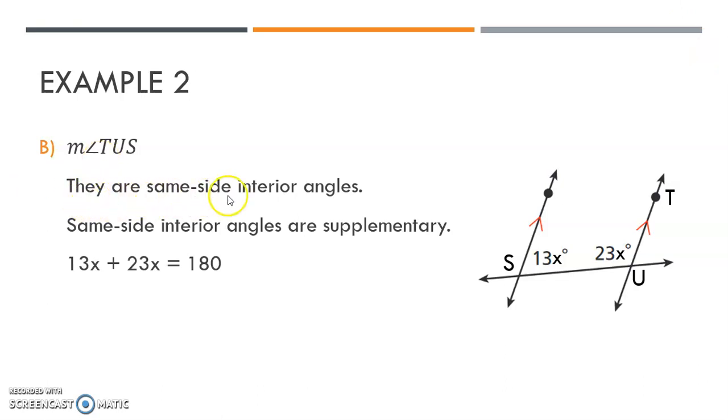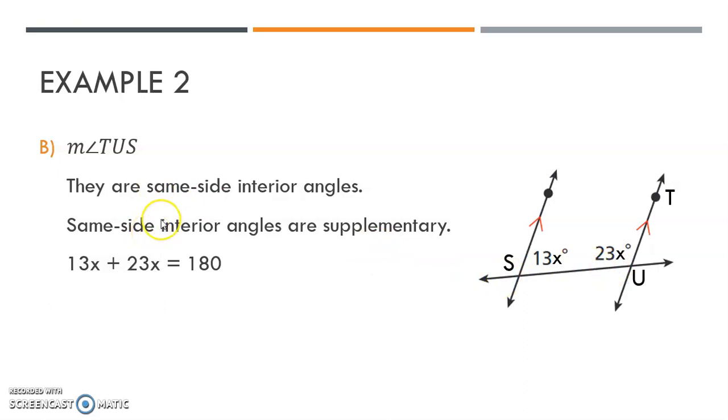Okay, these are same side interior angles, and same side interior angles are supplementary. So supplementary means that if I add these two angle measures together, I get 180. And this is why it's so important to always go through these first two steps, because guess what?